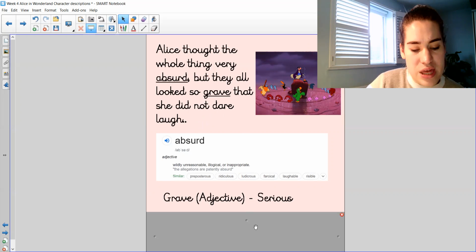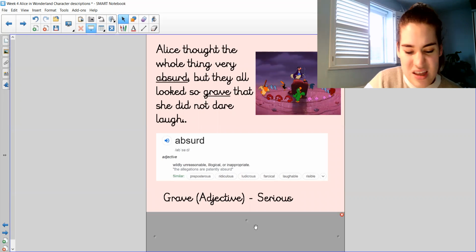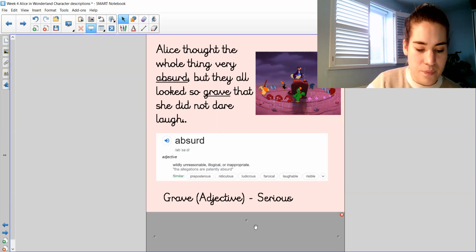The next thing was to eat the comfits. This caused some noise and confusion, as the large birds complained that they could not taste theirs, and the small ones choked and had to be patted on the back. However, it was over at last, and they sat down again in a ring, and begged the mouse to tell them something more. "You promised to tell me your history, you know," said Alice, "and why it is you hate C and D," she added in a whisper, half afraid that it would be offended again.